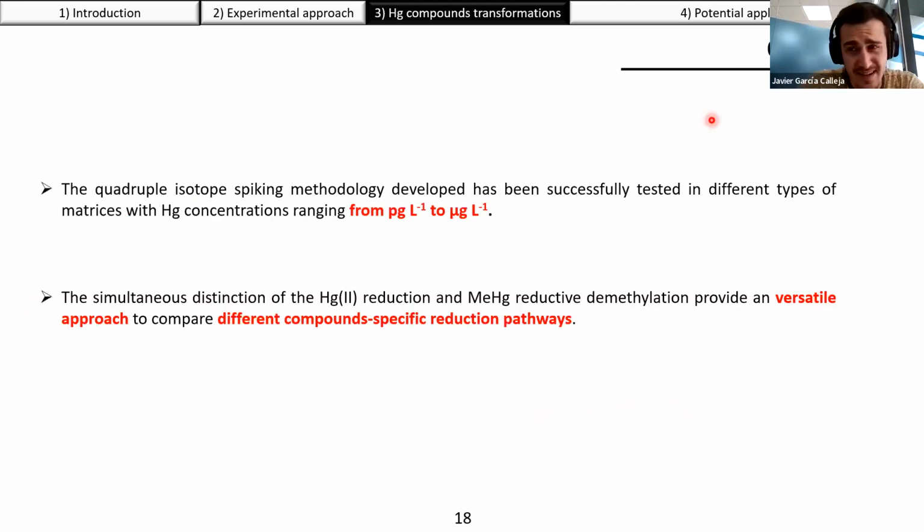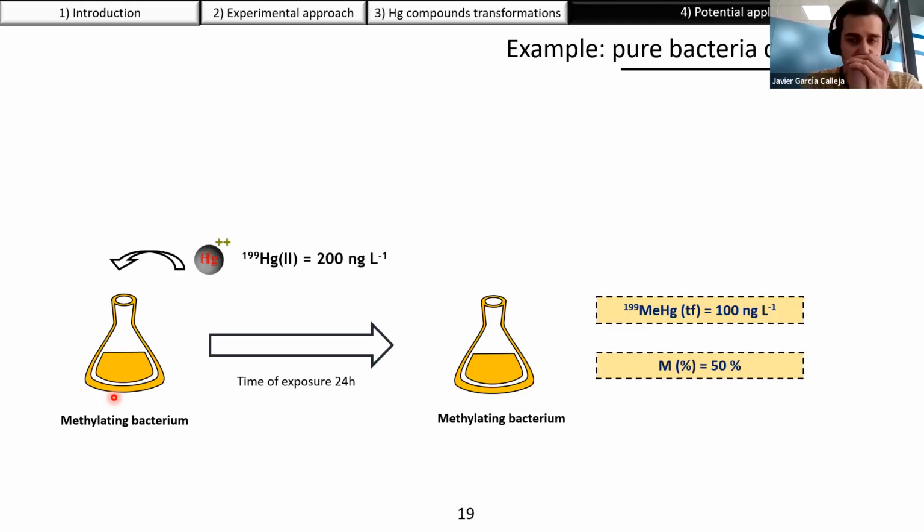So the 2 main conclusions of this part are that the quadruple isotopic spiking methodology developed has been successfully applied with concentrations ranging from ppq to ppb levels. But also the simultaneous distinction of inorganic mercury reduction and methyl mercury reductive demethylation provides a versatile approach to compare different compound-specific reduction pathways. So now let's talk about the potential applications.